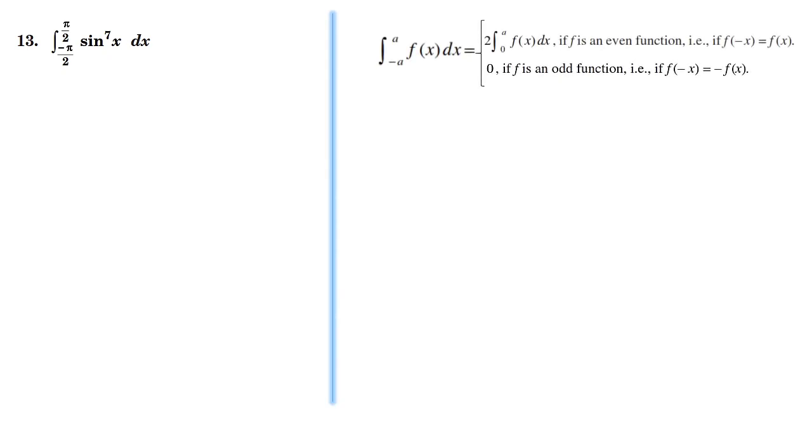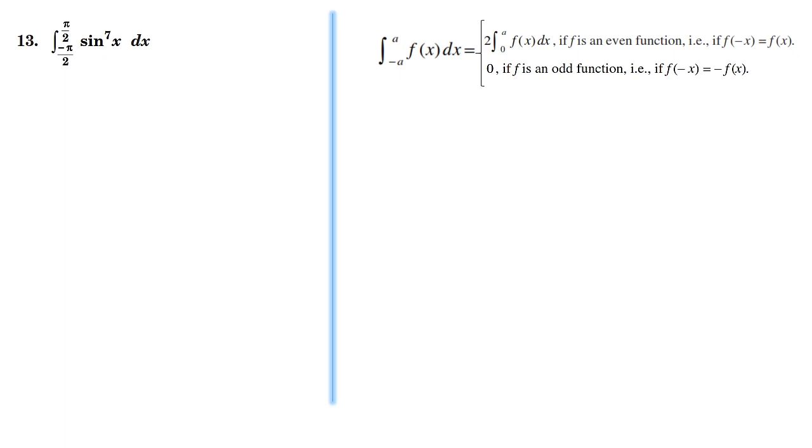Move on to the 13th question: integral from minus pi by 2 to pi by 2 of sine power 7 x dx. So here when we check the limit, it is minus pi by 2 to pi by 2. That means when we compare with our 7 properties, it is from minus a to a. If a minus a to a limit comes, there is a property we have studied, that is the integral from minus a to a of f of x dx, where the value depends upon the function. If the function is even, then it is 2 into the integral 0 to a of f of x dx. If the function is odd, it is 0.